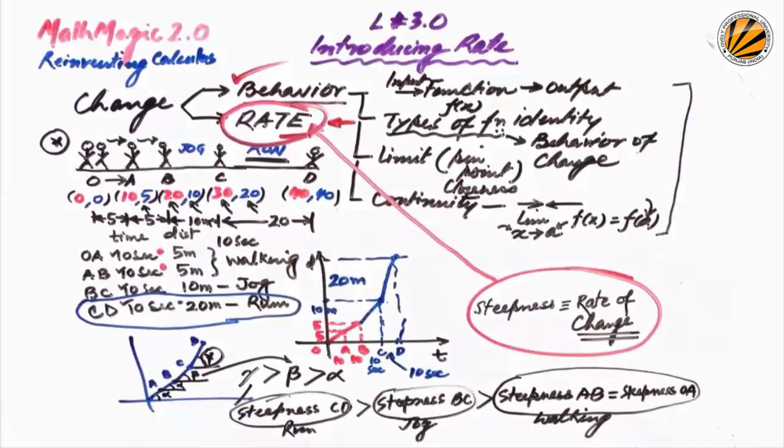Prior to this module, we were looking at the behavior of change, and in this module, we are going to look at the rate of change. We talked about how the steepness of the line joining two points is related or equated to the rate of change. Welcome to lecture 3.1, Mathemagic 2.0.